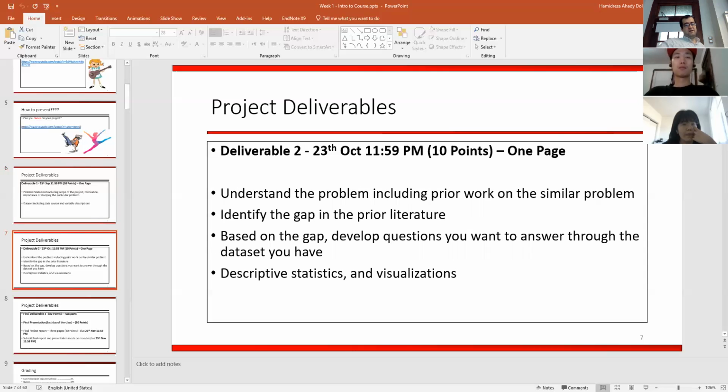For the second delivery, you do some literature review. You read papers, or you look at the internet, to find what other people did. So you do some descriptive statistics and visualization that you learn. Before October 23rd, you already have knowledge of descriptive statistics and visualization.